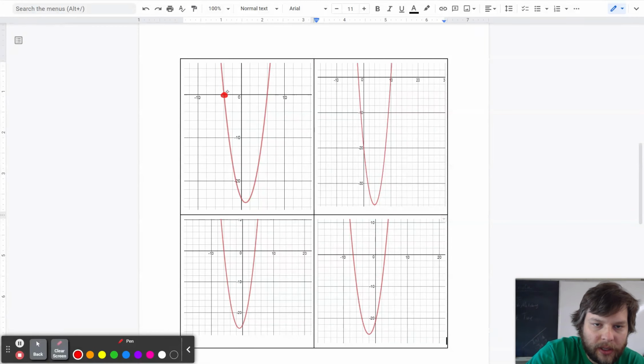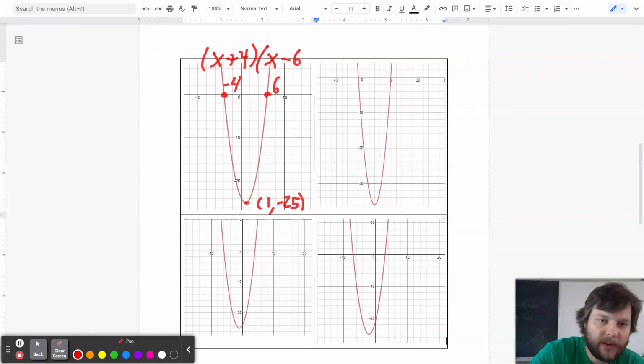This one right here, I identify my x-intercepts as -4 and +6. Just notice that each of my boxes counts for 2. The vertex then looks like it would be 1 comma -25. So then looking at the x-intercepts, when x is -4, I know I write a factor of x plus 4. When x is 6, I write down x minus 6 here. When I look at the vertex, I write x minus 1 squared minus 25. And these two equations match up with each other.